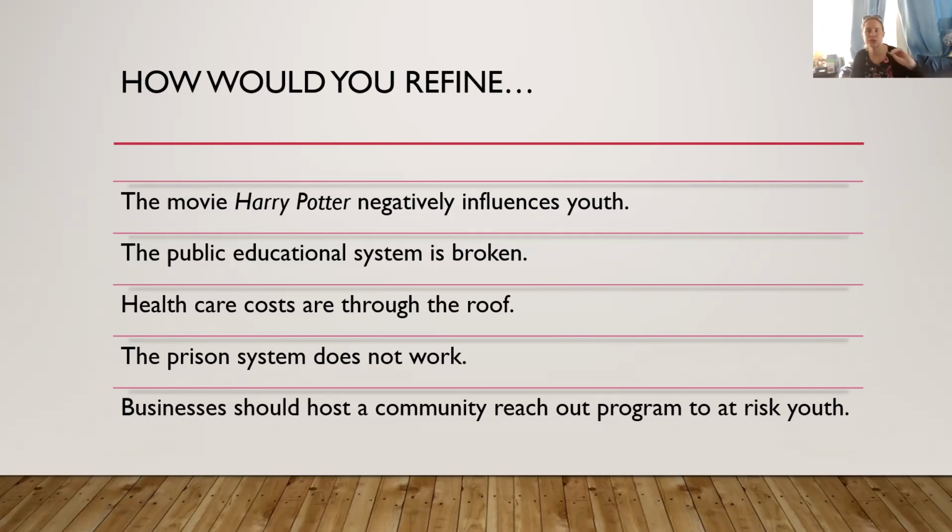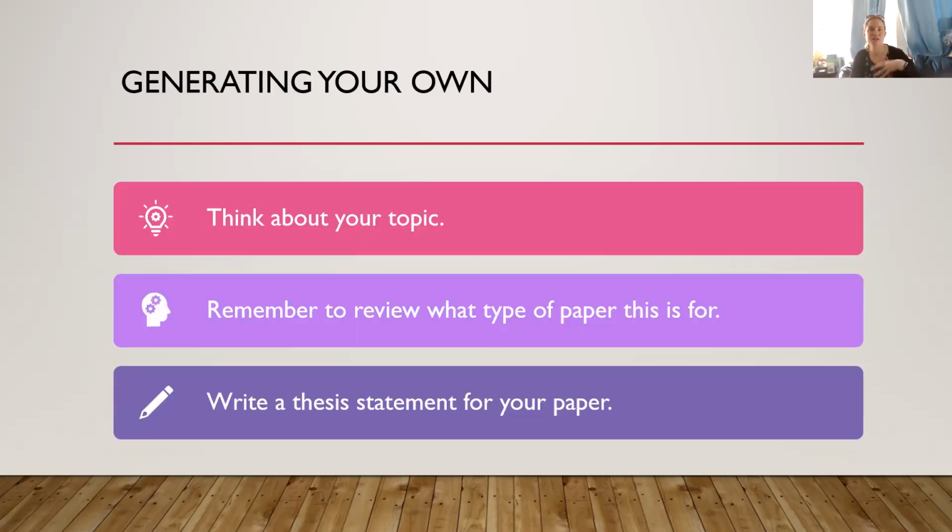Okay, so now that you've looked at other student samples, you've looked at how you can compose one out of one of these sentence stems, I want you to generate your own. Okay, so think about your topic. And remember to review what type of paper this is for before you begin, and then write a thesis statement for your paper. Again, you can go back to the beginning so you can see the three components that you have to have for your thesis statement. You can go into those bonus resources and you can listen to what they say for a thesis statement, but they're saying pretty much the same thing. That precise opinion, narrow topic, blueprint of reasons.